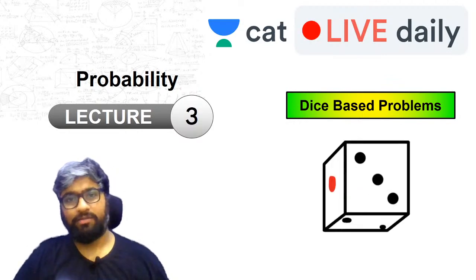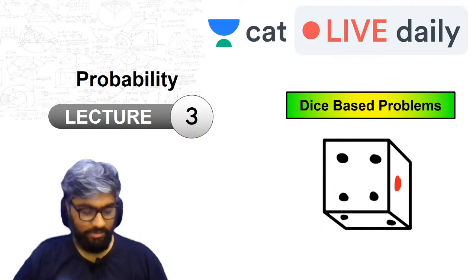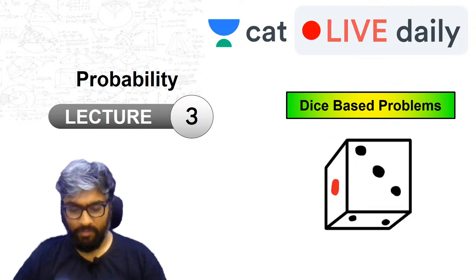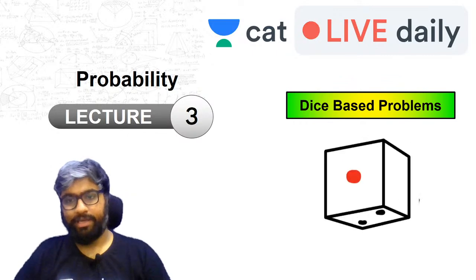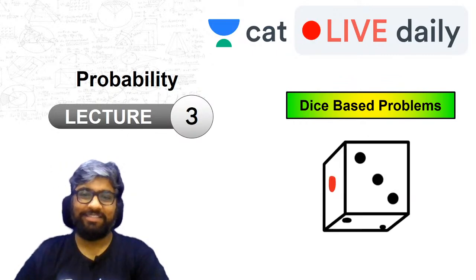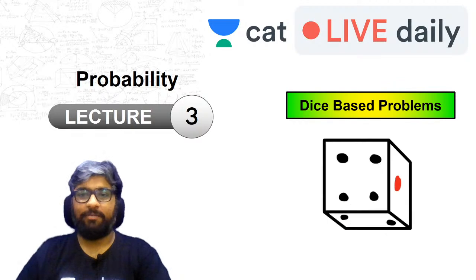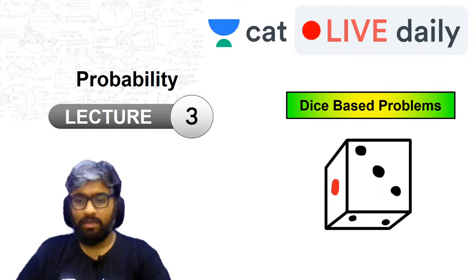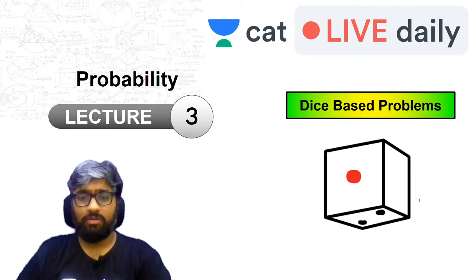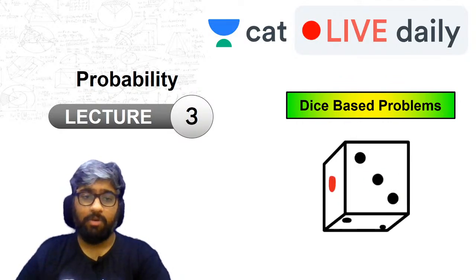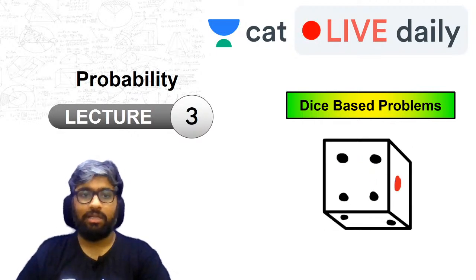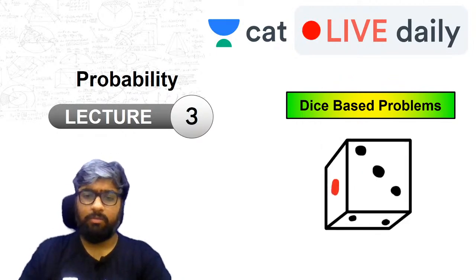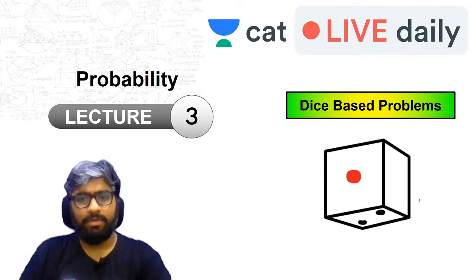This is our third lecture on probability. Today we are going to look at some dice based problems. Yeah, so we'll be looking at dice-based problems. We'll be looking at problems that involve dice. One thing about dice is most concepts or most problems will rely on a mathematical approach. Yes, there will be more mathematical approach. The questions will be math-based, basically.